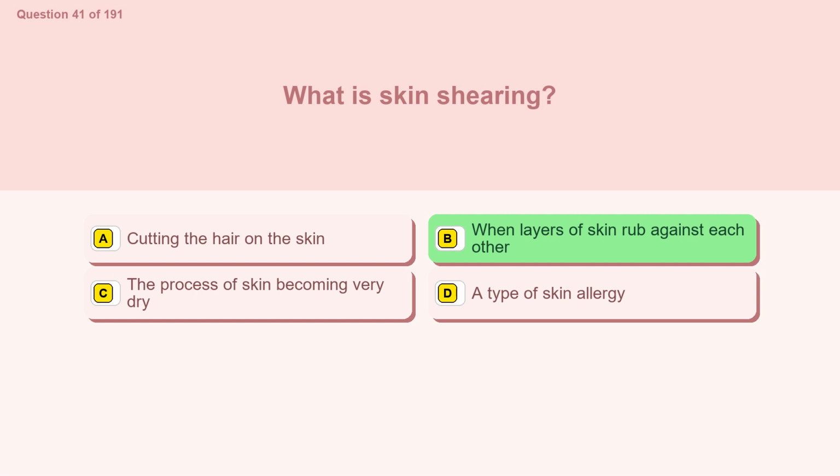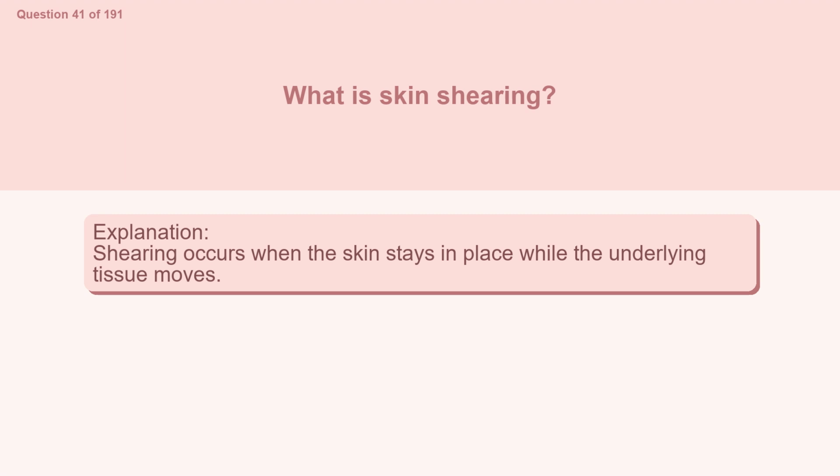The correct answer is option B. When layers of skin rub against each other. Shearing occurs when the skin stays in place while the underlying tissue moves.